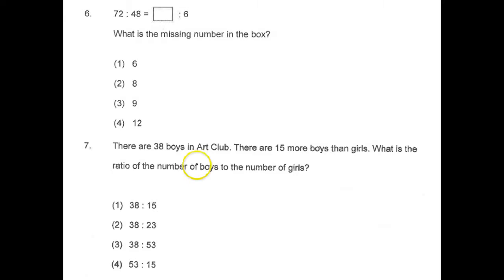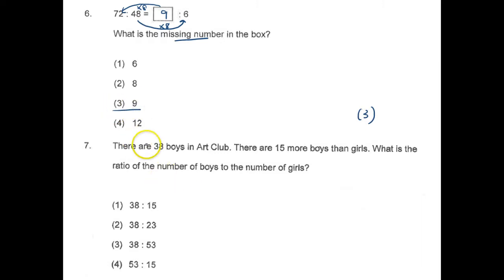Question 6. 72 is to 48 equals to what is to 6? So I want to find the missing number in the box. 48 to 6, we know we can times 8. So 6 times 8 is 48. So how many times 8 will give me 72? Answer is 9. 9 times 8 is 72. So option 3 is our answer.